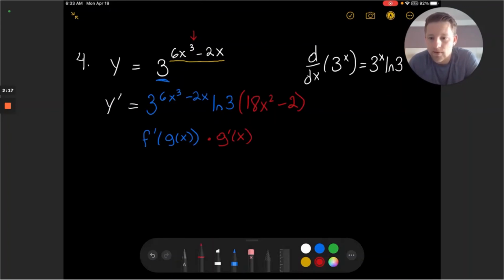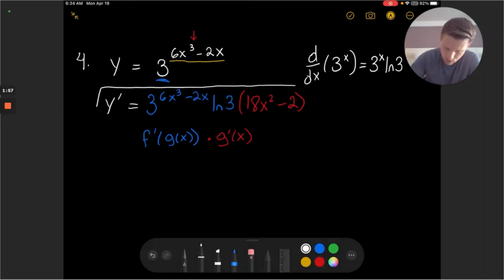So we have the outer derivative f prime evaluated at g of x, and then the inner derivative g prime of x, which is the 18x squared minus 2. This as a product altogether is the y prime. So we can finish that off. This is our final solution.